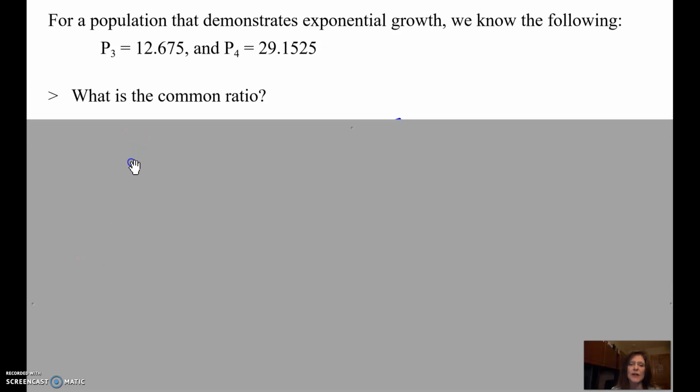For a population that demonstrates exponential growth, meaning a consistent percent of change, we know the following. P sub 3 is 12.675 and P sub 4 is 29.1525. Well, we need to figure out what the common ratio is, and then we can work backwards a little bit and figure out what the P sub 0 is.